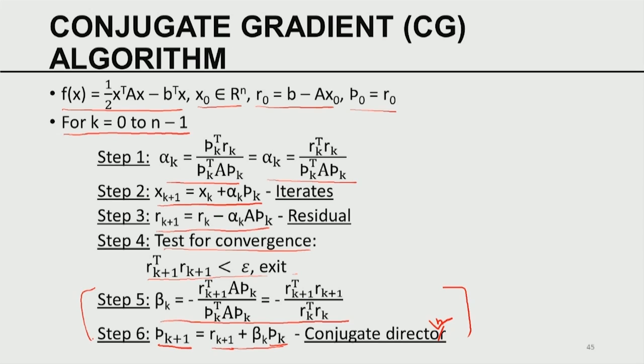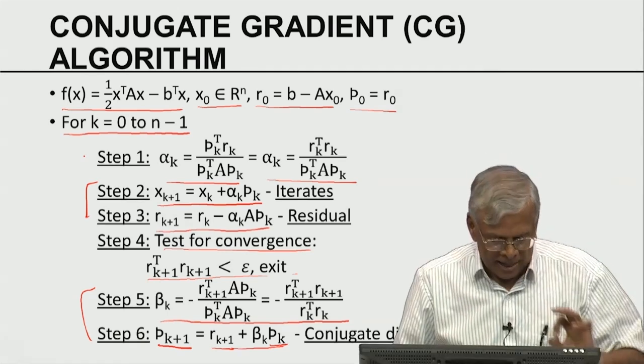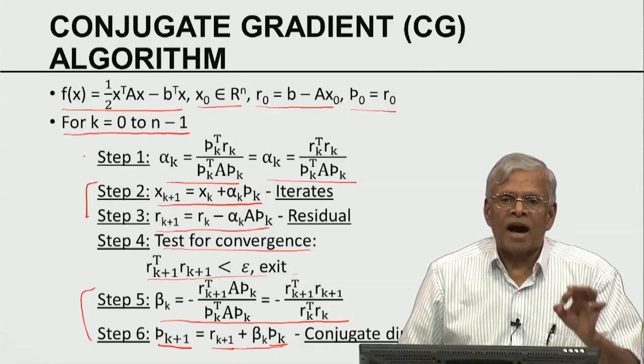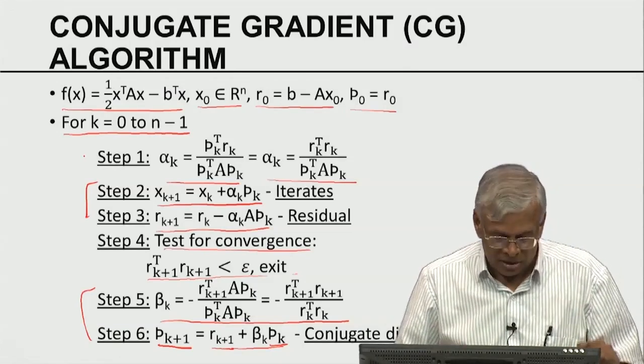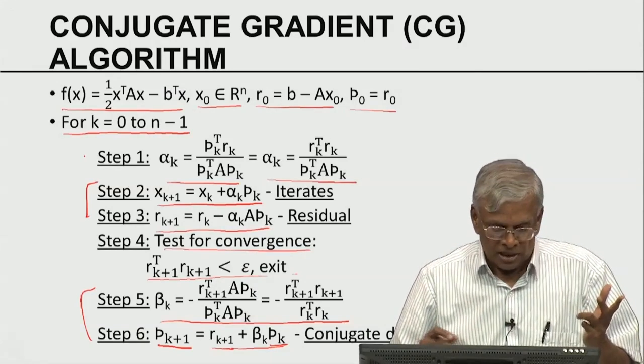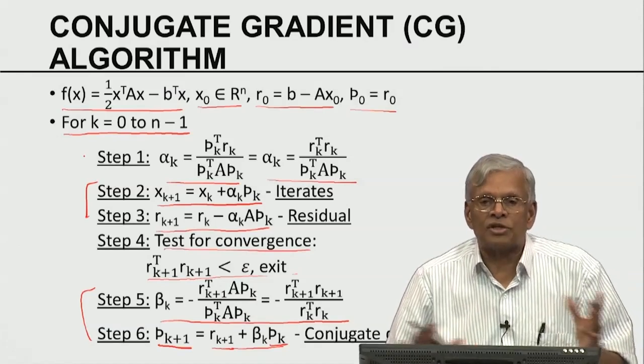Steps 2 and 3 define the update of the iterate and the update of the residual. Step 1 essentially gives you the update of the coefficient, which is used as the step length parameter. So step 1 gives you the step length parameter. Step 5 gives you the parameter needed to define the conjugate direction. Steps 2 and 3 define the update of the iterate and the residual vectors. Step 4 essentially gives you a convergence test.